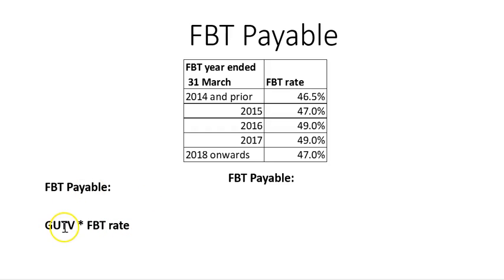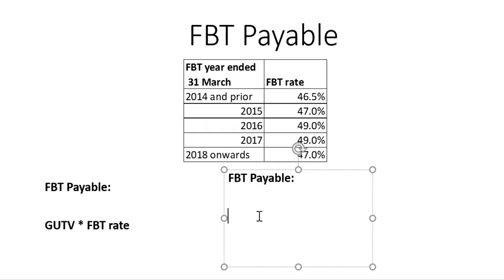The final step, we just need to calculate the fringe benefits tax payable. To do that, we take the grossed up taxable value and multiply it by the FBT rate. Again, because it was in December 2016, it'll be for the FBT year ended 31 March 2017, and so we'll use the 49% fringe benefits tax rate.